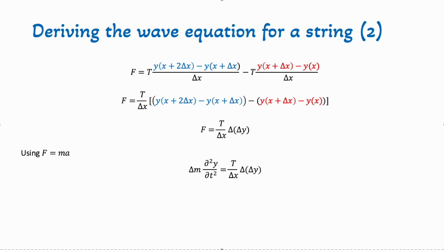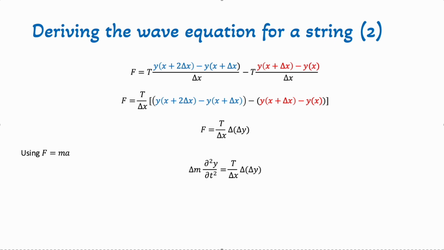Now, if you haven't seen before this slightly curly d here, that means a partial derivative. So that means we're changing the variable t, but we're keeping other variables, in this case x, that y might depend on, the same. But don't worry too much about that if you're not familiar with partial derivatives at the moment. Okay, delta m. What is delta m?